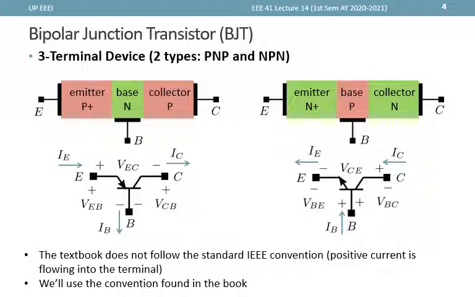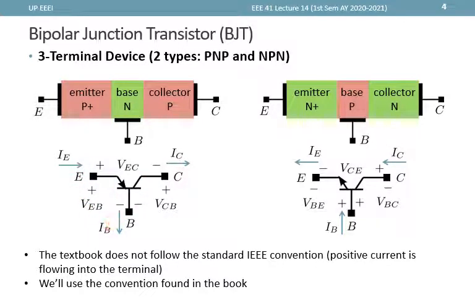Now, given this definition of voltages, we can actually perform a KVL. So for example, going clockwise, we can write VEC plus VCB minus VEB to be equal to 0, meaning if we know VEC and VCB, then we can solve for VEB. Or more generally, if we know the voltage across any two pairs of terminals, then we can actually solve for the voltage across the third pair of terminals.